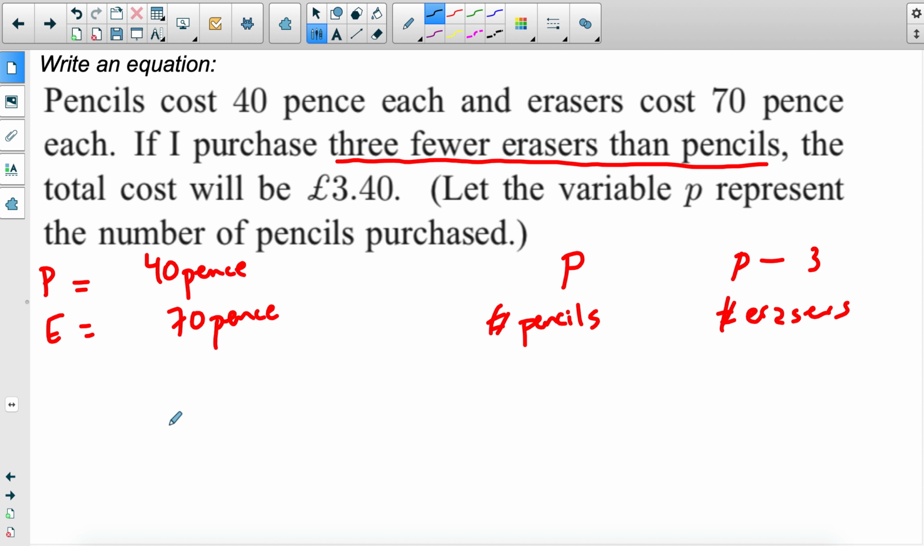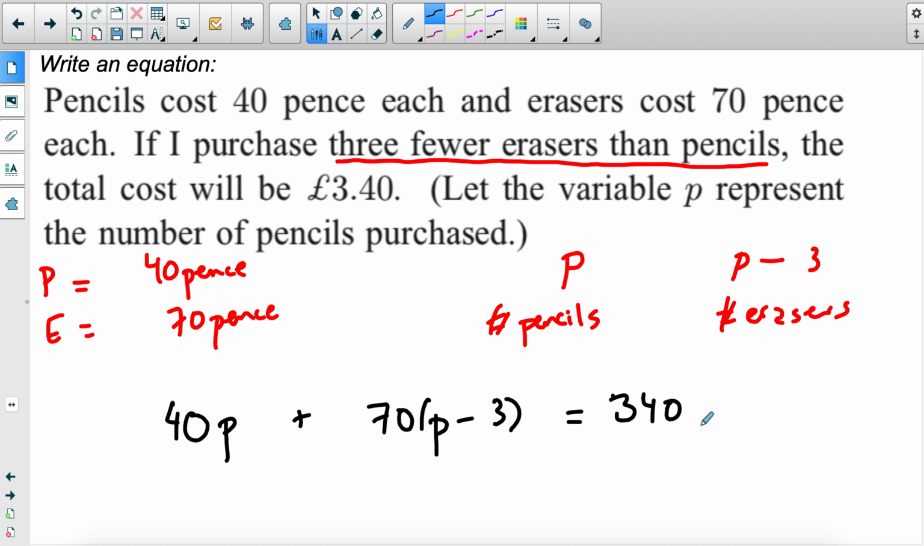You just write the full amount. So in total, I have 40 pence times the pencils, and then 70 pence times the erasers. Now, I can't write 3.40 because I've used pence in here, 40 pence and 70 pence, and then 3.40 pounds is actually in pounds. It's not in pence. So you'll have to convert it to pence. And this is going to be 340 pence.